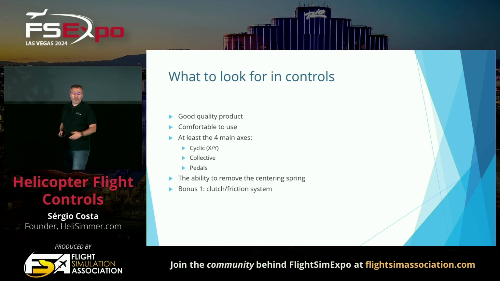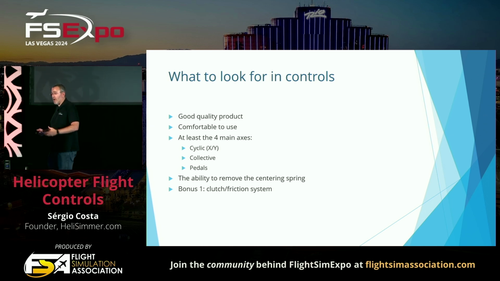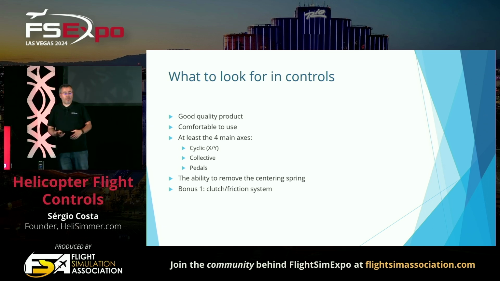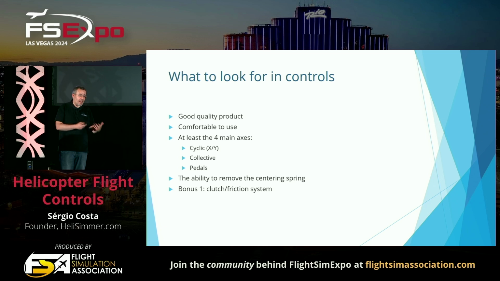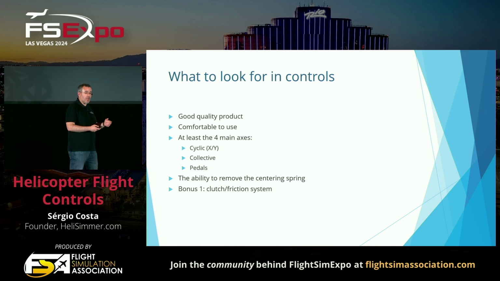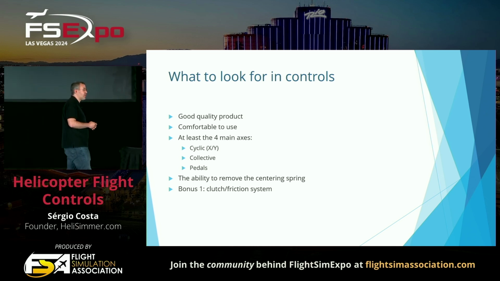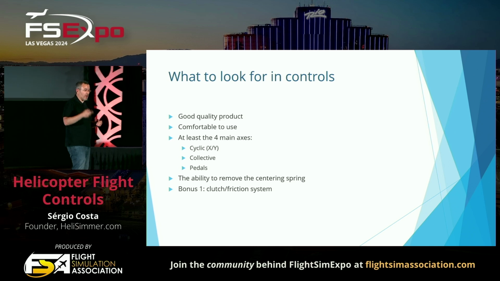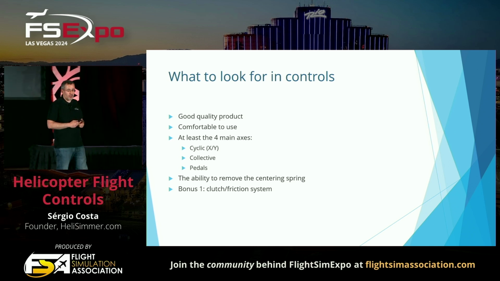There's a bonus if you have a clutch or a friction system. If you can control the amount of friction, it's another layer of difference on top of the fact that you don't have a spring. You don't have a spring, you have more control, you add a bit of friction, it helps with control. Here's something that is really interesting that I found out by myself, and then when I was talking with other simmers, they told me as well.